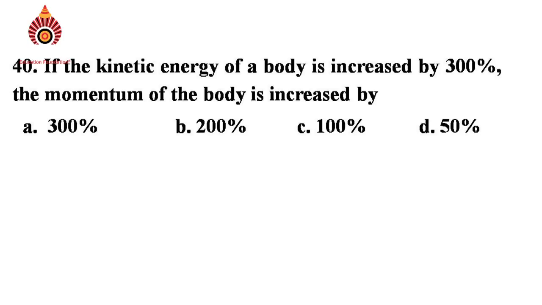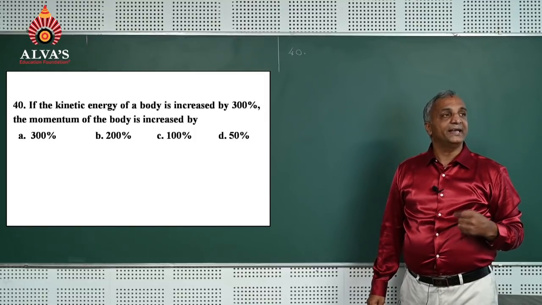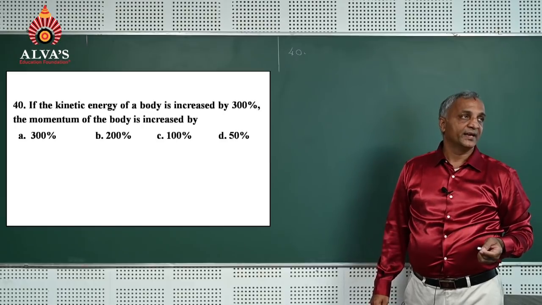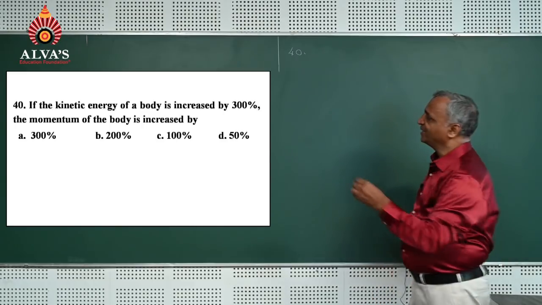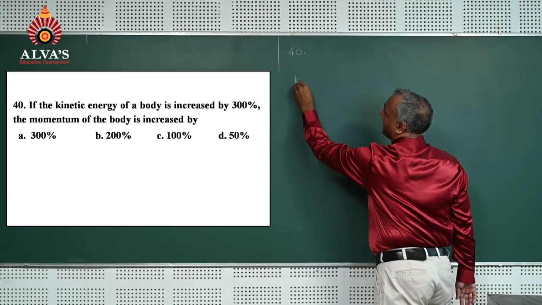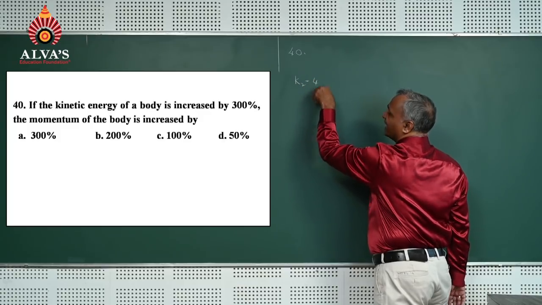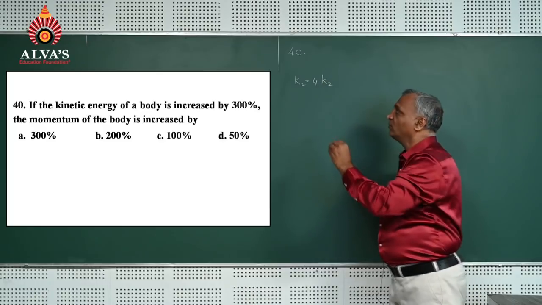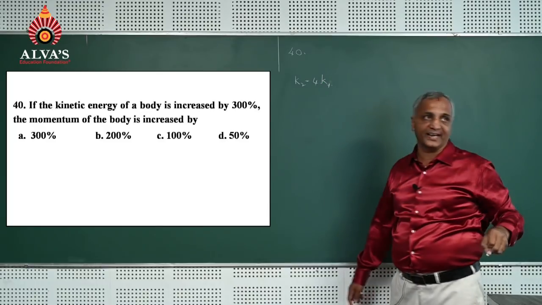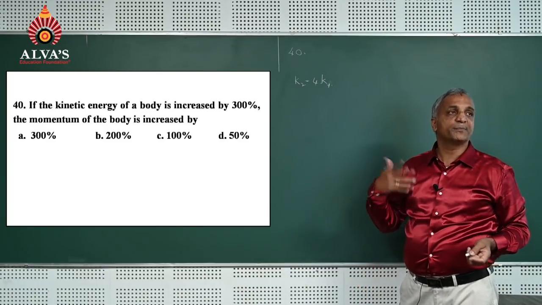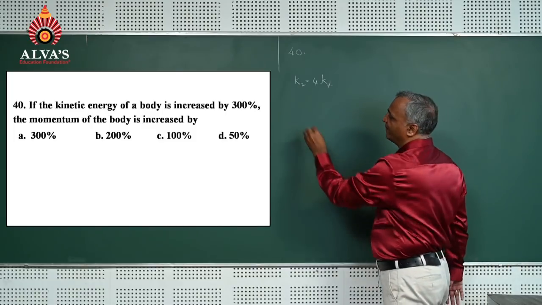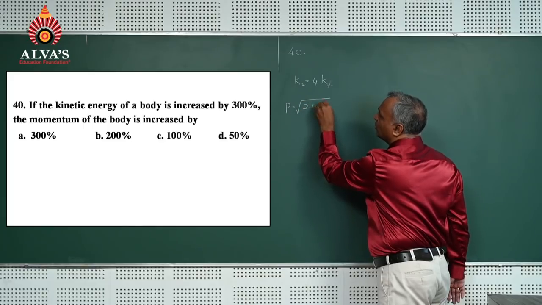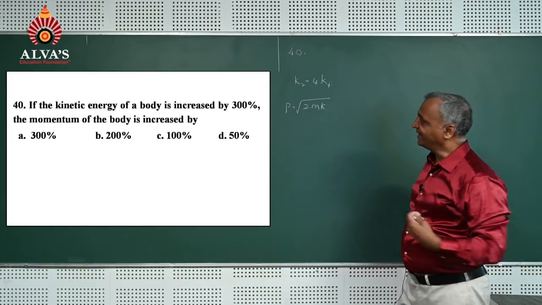Question number 40. If the kinetic energy of a body is increased by 300%, the momentum of the body is increased by. Kinetic energy is increased by 300% means K2 is equal to 300 plus 100, that is 400%. So K2 is equal to 4 into K1. I want to find out the percentage change in momentum, and we know that momentum is equal to square root of 2mK.